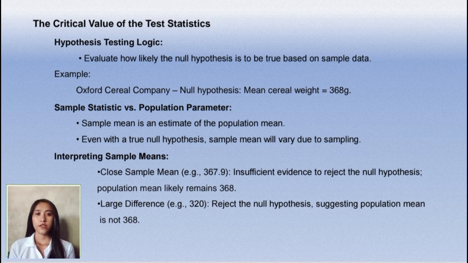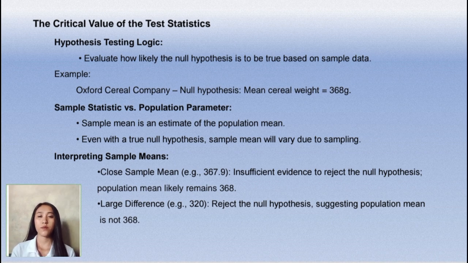Now let's differentiate sample and population. Your sample is just part of the whole group, which means it's just part of the population. And even if the null hypothesis is true, the sample average might be a little different, or it might not be the same just by chance, and that is normal.